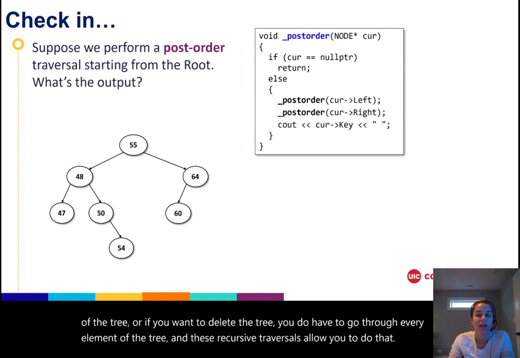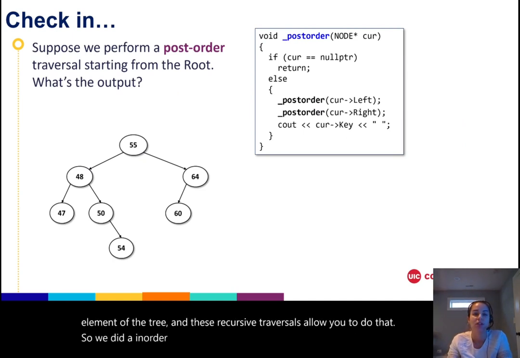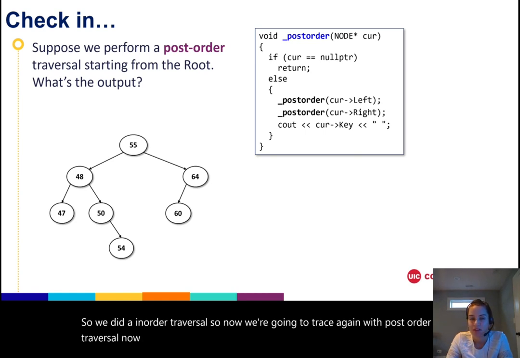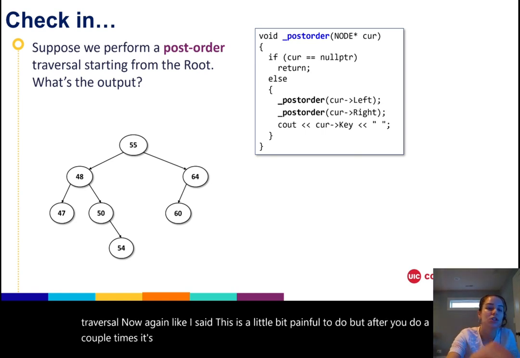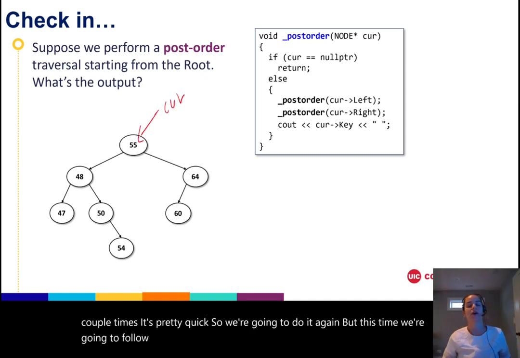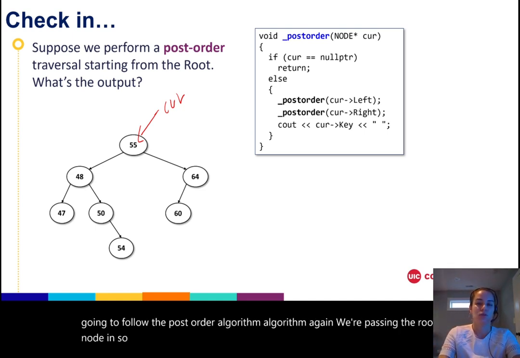So we did an in-order traversal, so now we are going to trace again with post-order traversal. Now again, like I said, this is a little bit painful to do, but after you do it a couple times, it's pretty quick. So we're going to do it again, but this time we're going to follow the post-order algorithm. Again, we're passing the root node in, so cur is going to be pointing to 55.